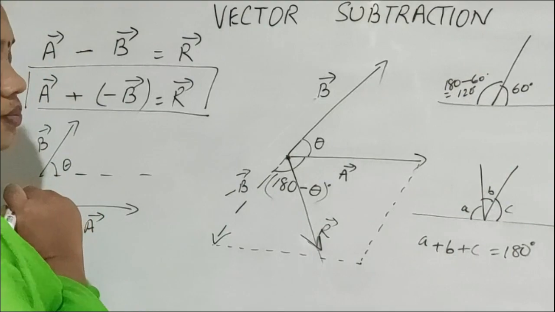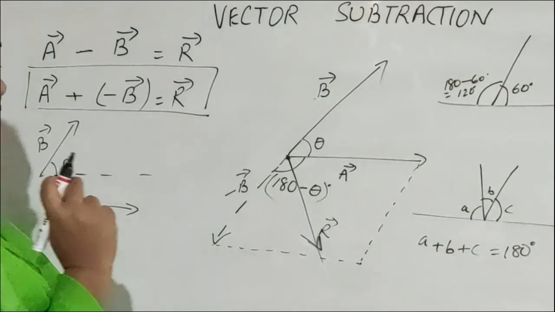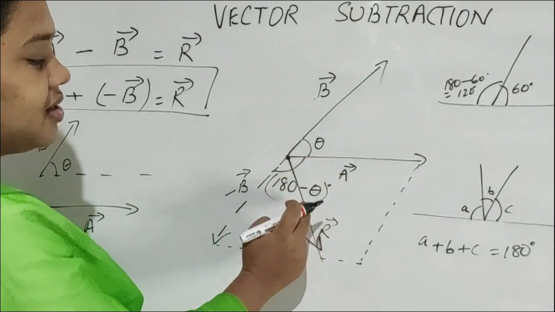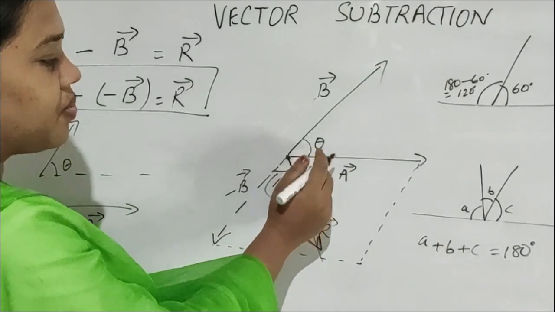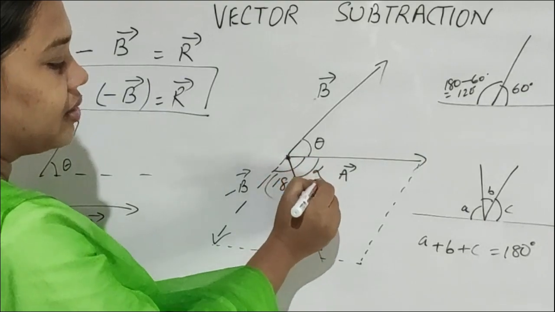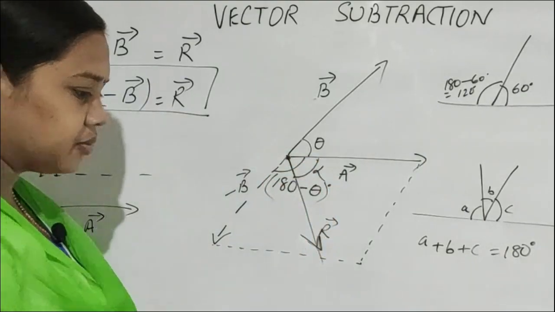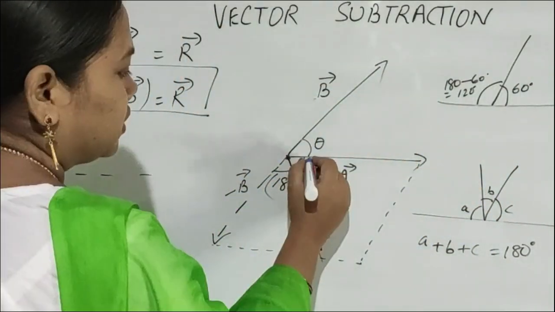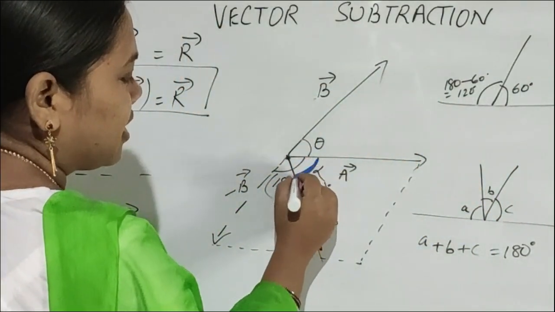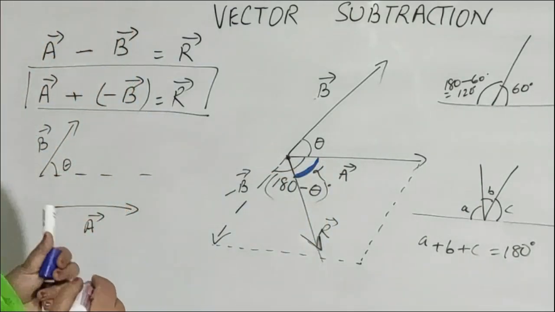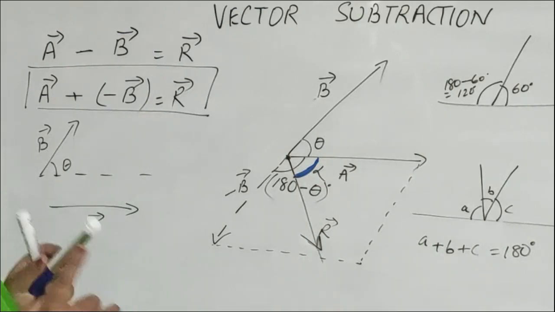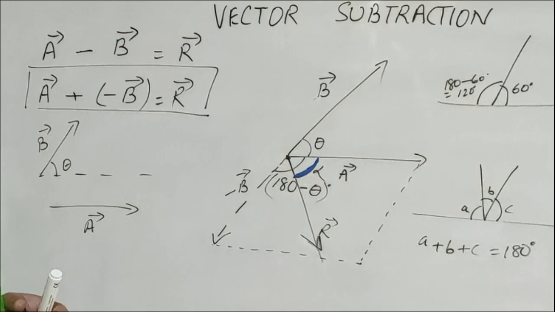Now direction. This resultant vector makes how much angle with vector A? This is alpha, this angle. I will draw it with blue so you can understand. This much angle is alpha. That gives the direction of the resultant vector with respect to vector A, alpha with respect to vector A.